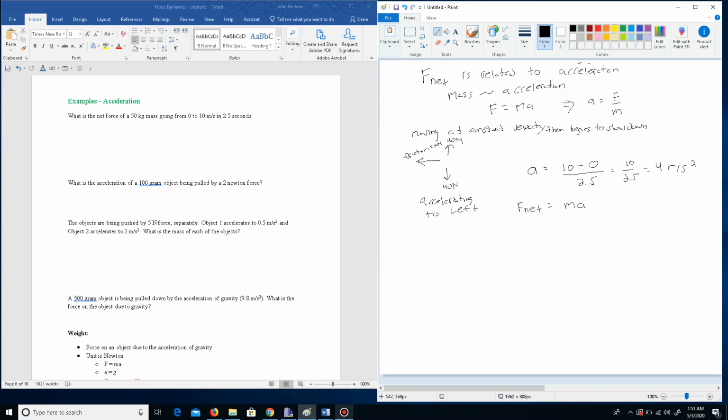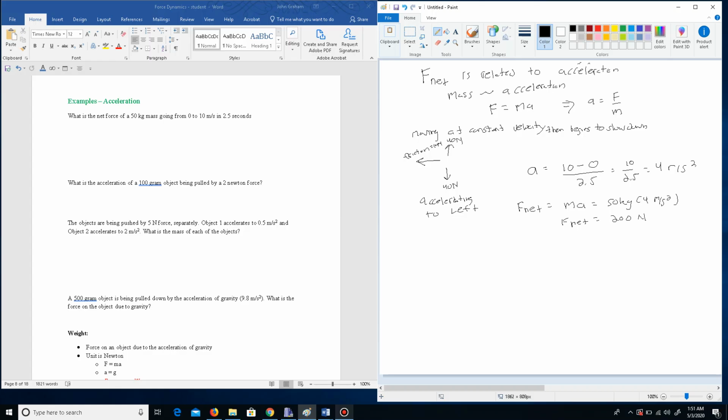Mass times acceleration. Mass is 50 kilograms. Acceleration is 4 meters per second squared. And so you're looking at a net force equal to 200 newtons. Okay, very simple problem there.